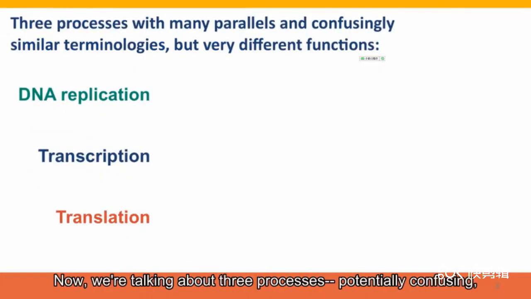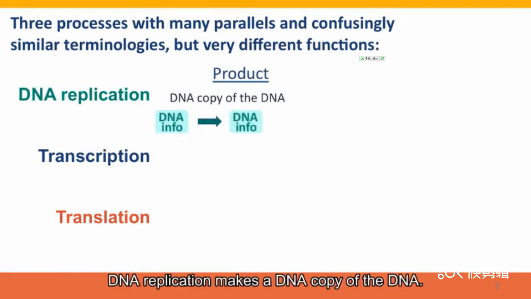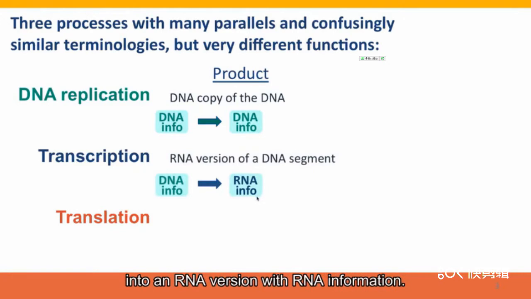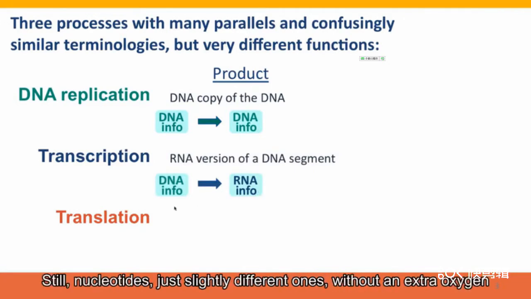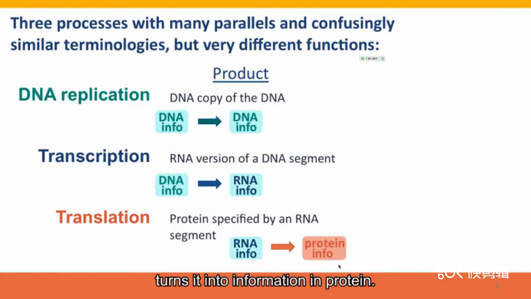Now, we're talking about three processes, potentially confusing, but different in very important ways. DNA replication makes a DNA copy of the DNA. Transcription takes the DNA information and turns it into an RNA version with RNA information. Still nucleotides, just slightly different ones without an extra oxygen and with a U instead of a T. Translation takes the information in RNA, turns it into information in protein.